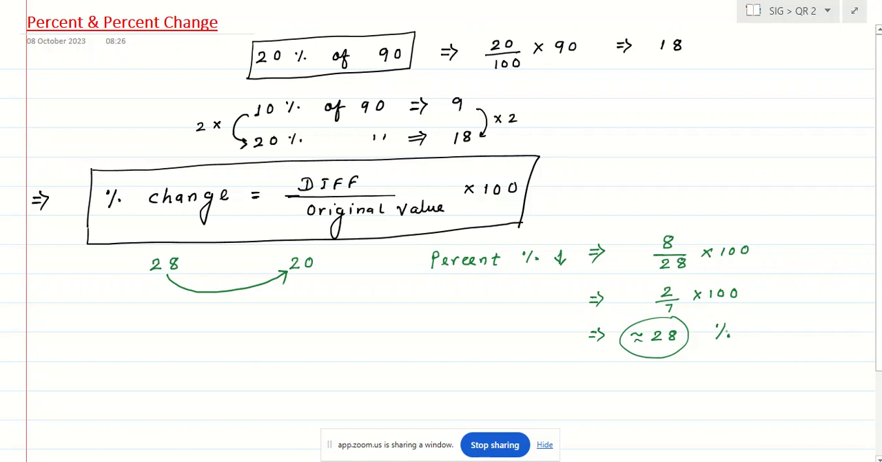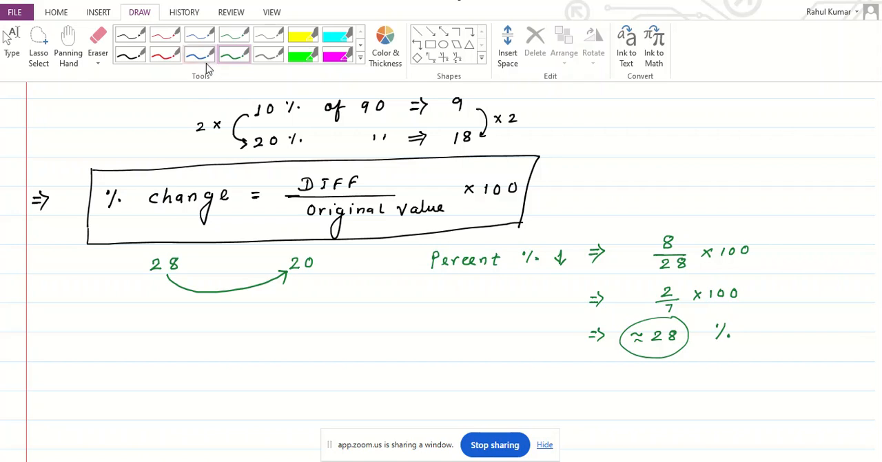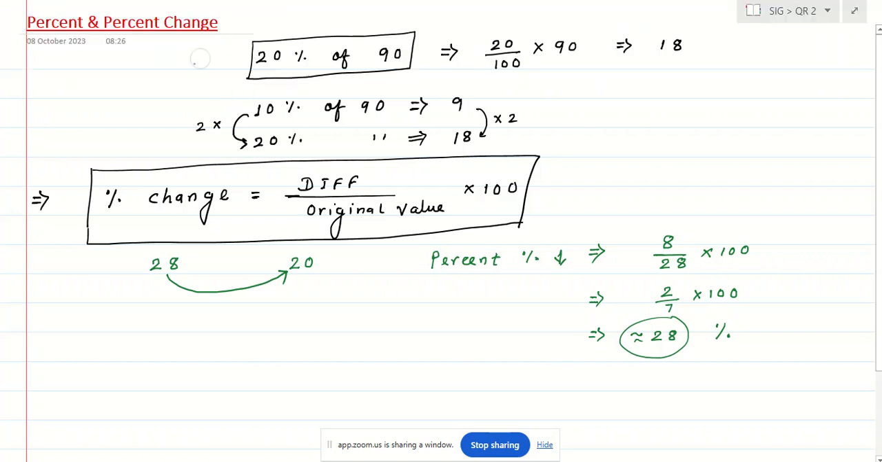Correct? So this is the one expression that we must know before going for the GRE paper, the GRE questions in this percentage topic. Now I'll give you one more example, so that you will get a clear idea about this. This is the first example. Let's take one more example.